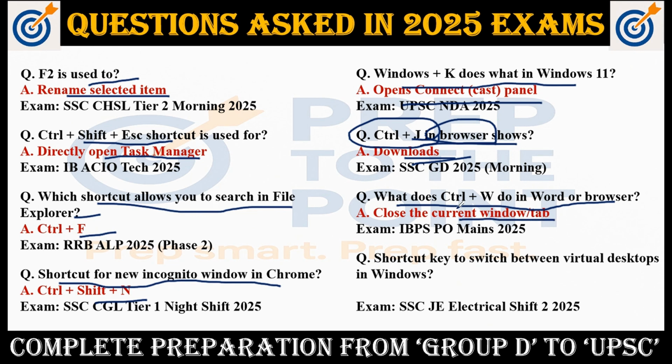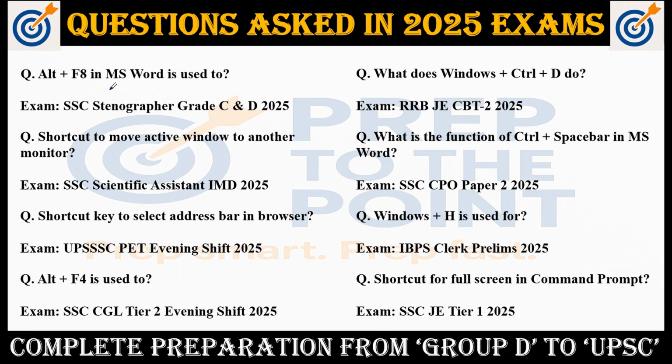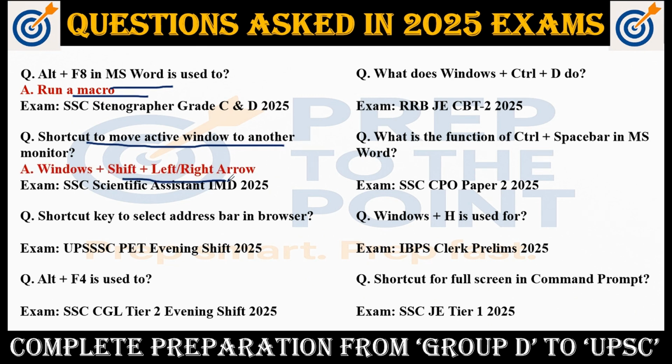Shortcut key to switch between virtual desktops in Windows: Control plus Windows plus left or right arrow. Alt plus F8 in MS Word is used to run a macro. To move the active window to another monitor, Windows plus Shift plus left or right arrow.